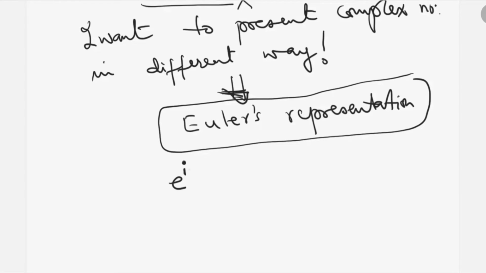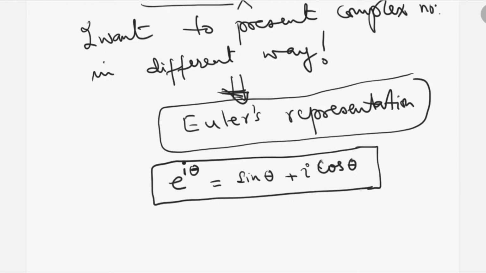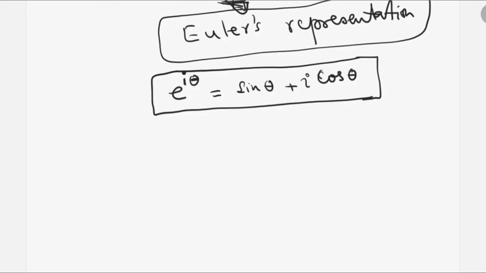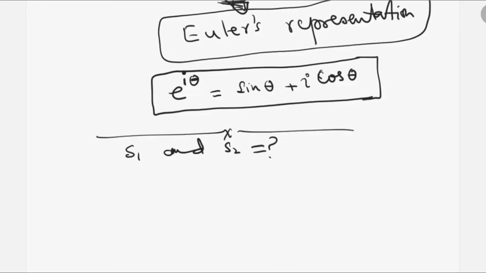We have e to the power iota theta is equal to cos theta plus iota sin theta. So it's very interesting how this thing can represent a complex number. So the rest of our discussion would be on that part. So how can we represent these complex numbers s1 and s2, right?